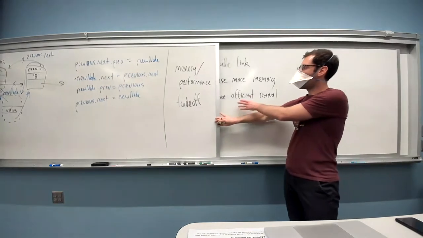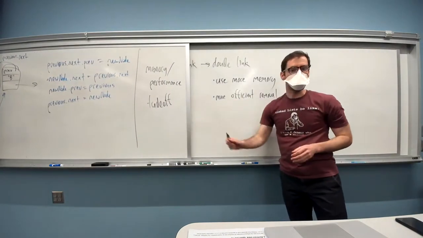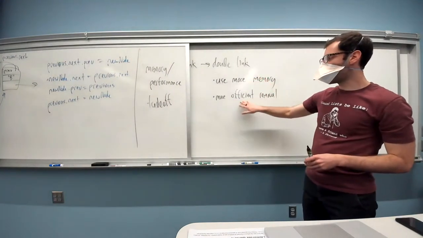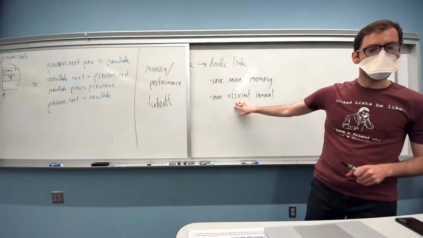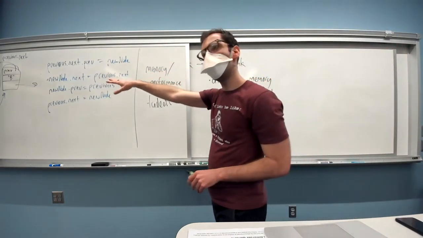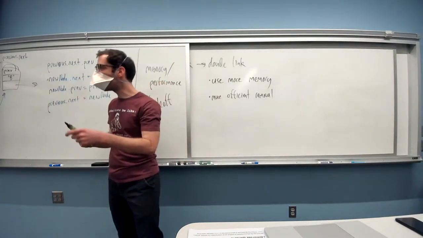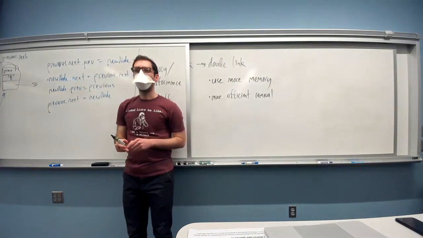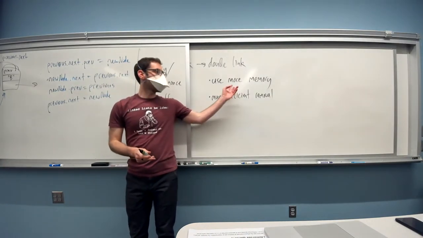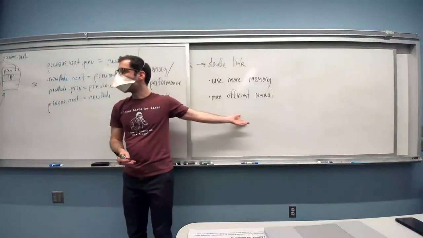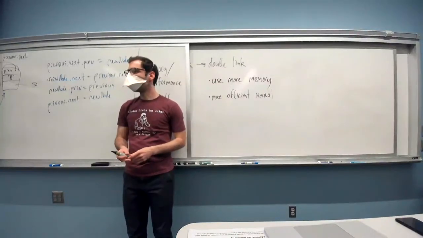And so that's what our doubly linked list is. It's using more memory, but it's making some operations more efficient. But in the case where we don't need those more efficient operations, where we're not removing from anywhere but the front, it's no longer worth it to use more memory for a benefit that we're not going to be able to make use of.